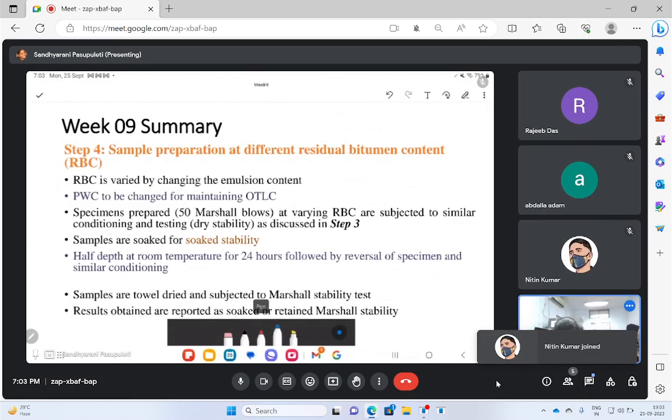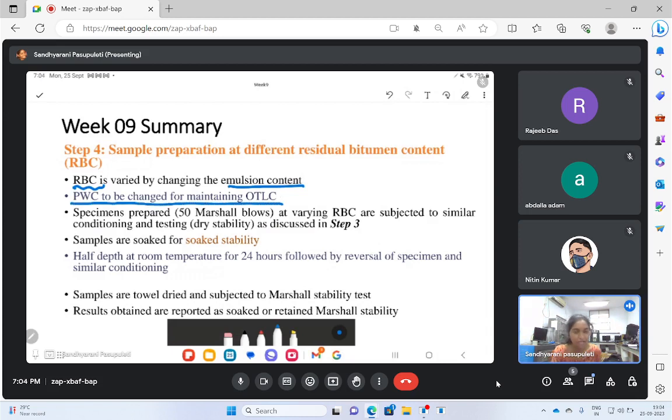Now we need to change the residual bitumen content, because what is the optimum residual bitumen content we wanted to calculate. So we need to vary that by changing the emulsion content. Previously we have kept the emulsion content as constant. So the pre-wetting water is to be changed for maintaining the optimum total liquid content.